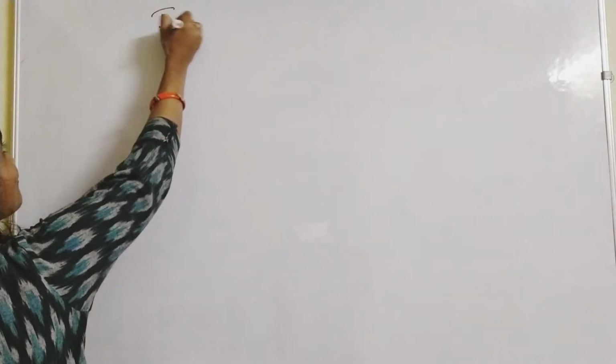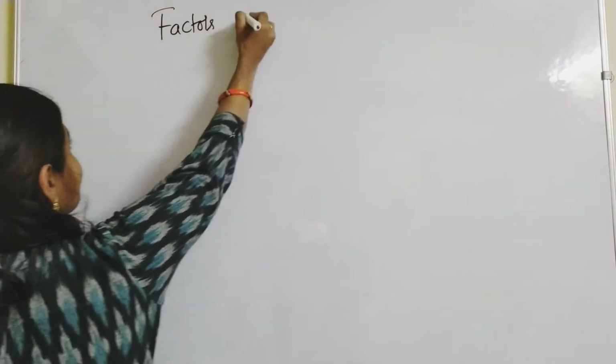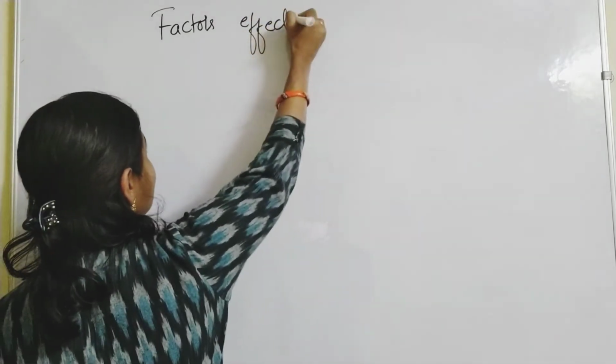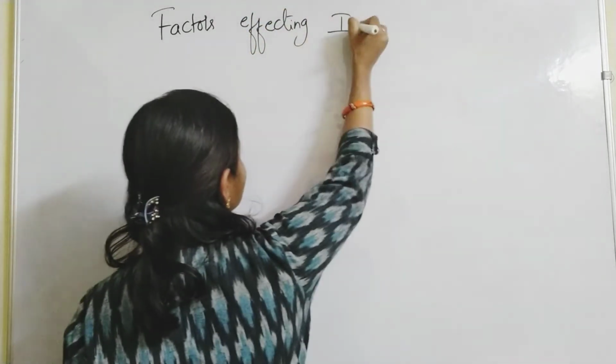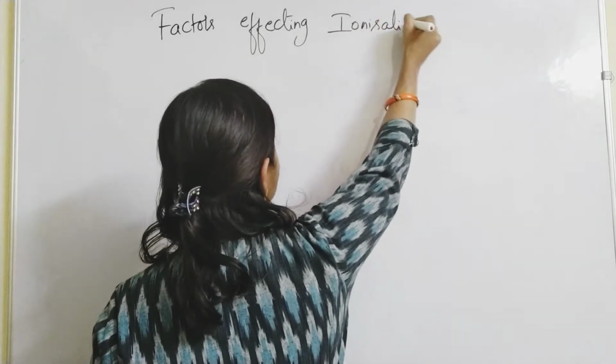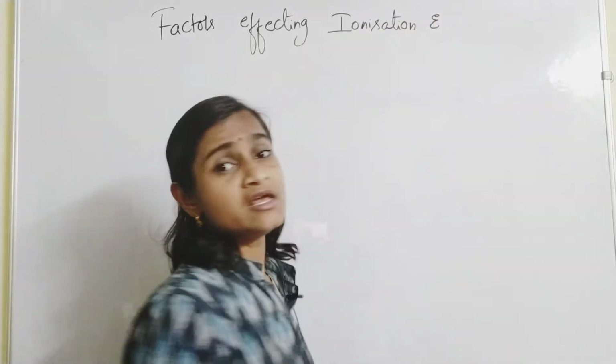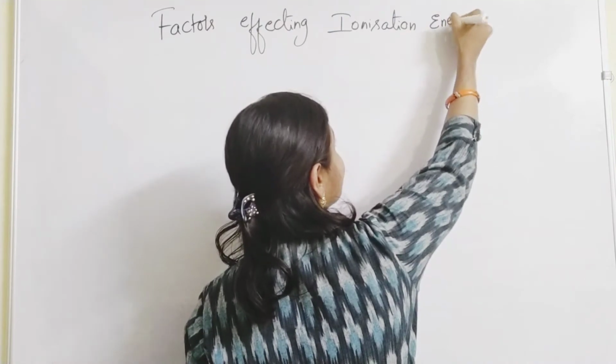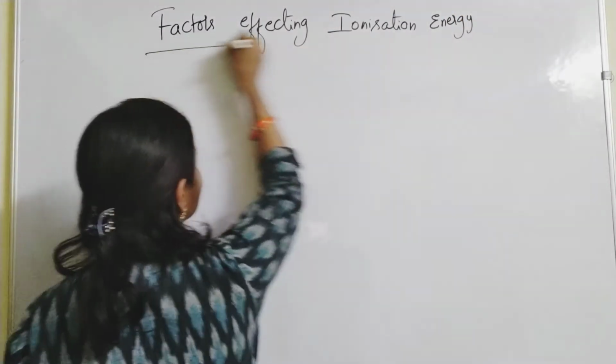So today we are going to learn about factors affecting ionization energy. This is one of the topics which we have to discuss in periodic classification of elements, right? So today's topic is what? Factors affecting ionization energy. This is the topic for today.